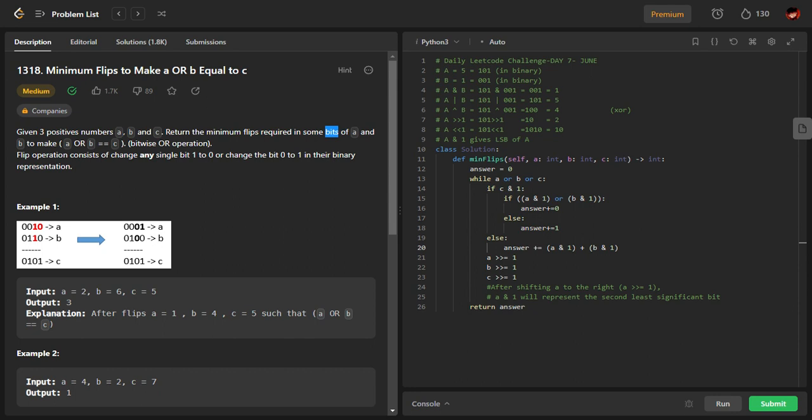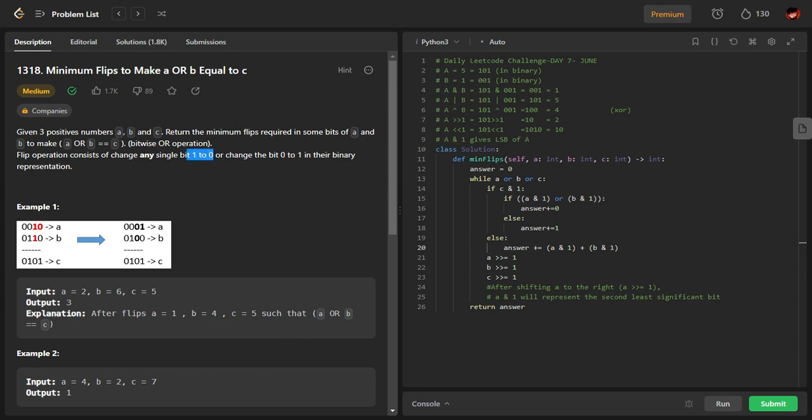Return the minimum flips required in some bits of A and B to make A or B equal to C. What they're talking about here is that we are going to do a bitwise OR between the bits of A and B, and we need to get it done in such a way that it matches every bit of C. They have also given the bitwise OR operation. A flip operation consists of changing any single bit.